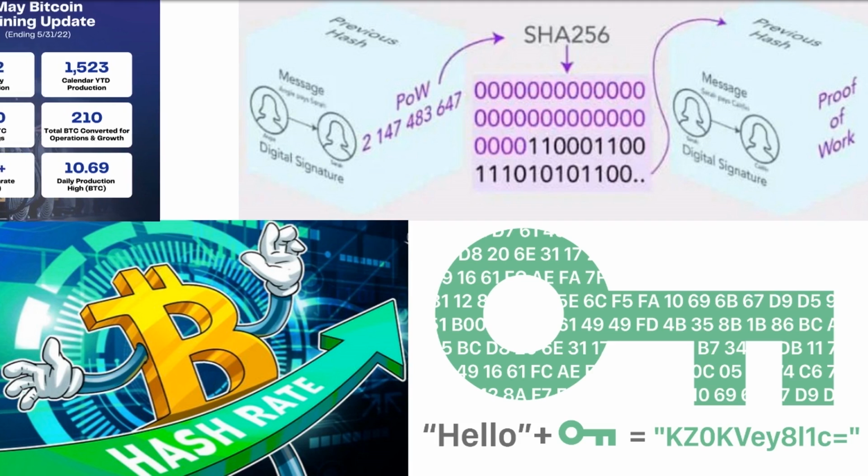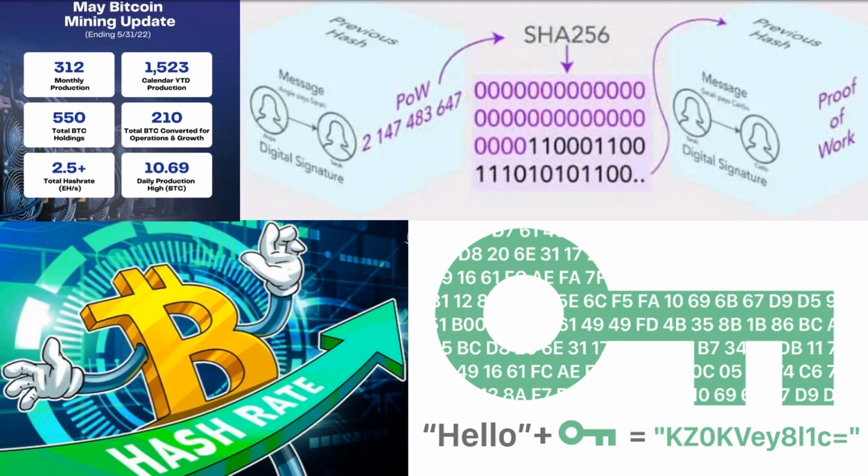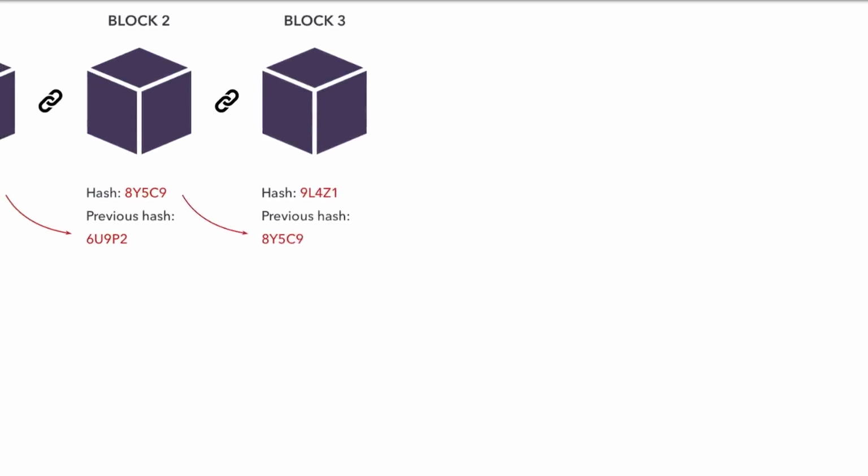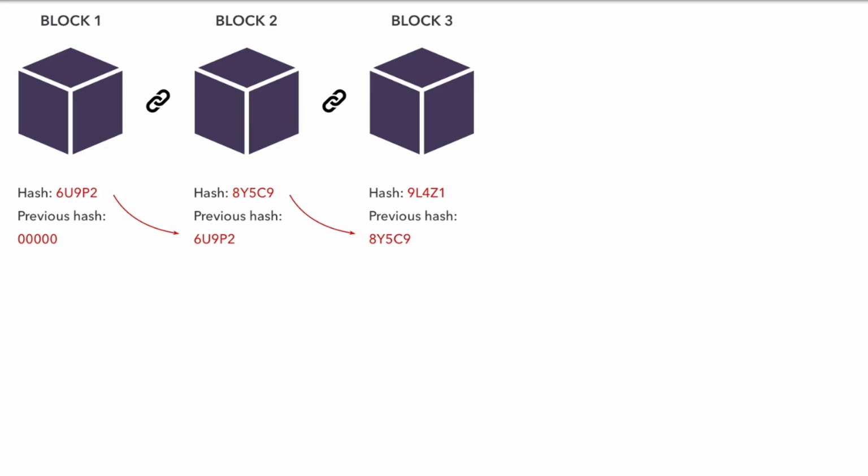Exahashes per second, EH/s, which are equivalent to 1 quintillion hashes, are used to express the hash rate of Bitcoin. By comparing the average time between mined blocks with the network difficulty at a particular time, the overall network hash rate may be roughly calculated.